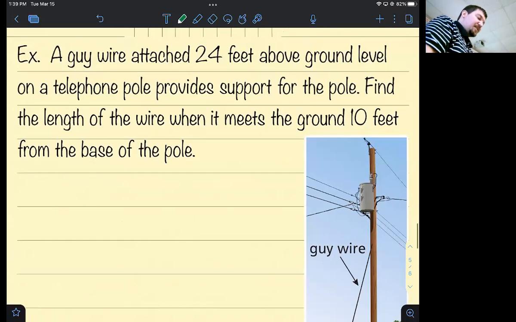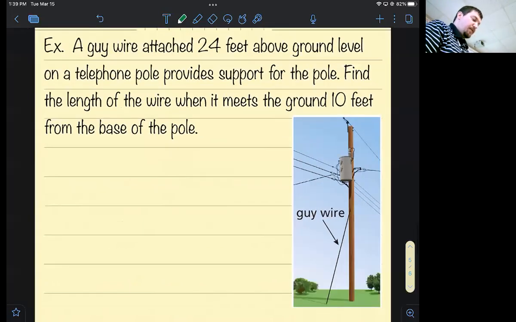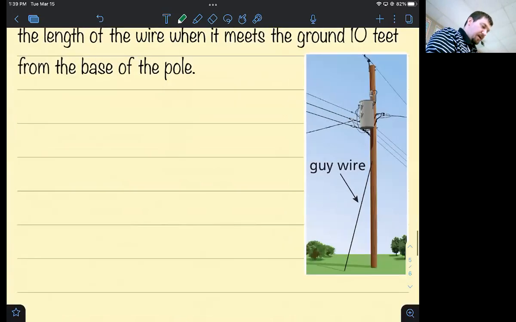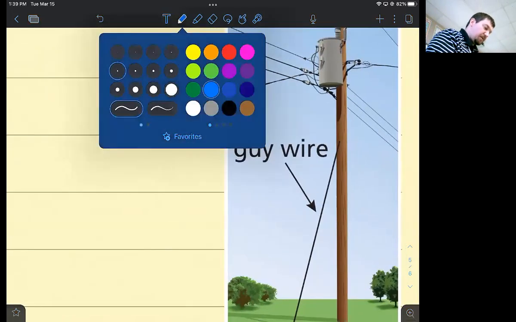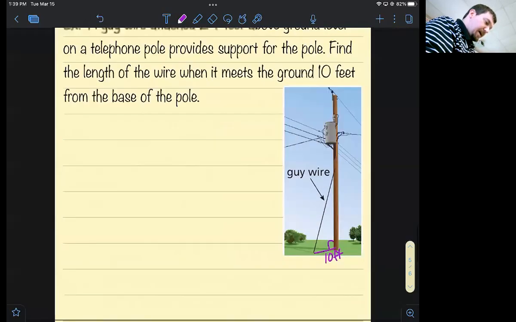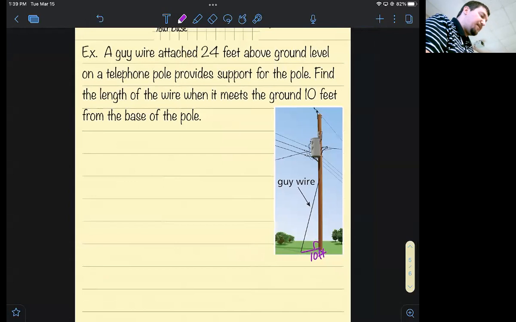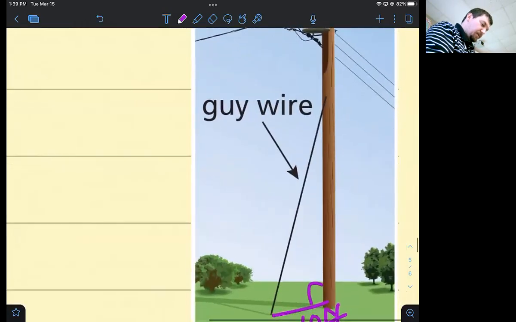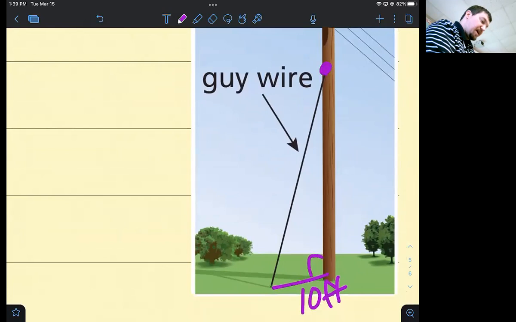A guy wire is attached 24 feet above ground level on a telephone pole that provides support for the pole. I read that wrong. Find the length of the wire when it meets the ground 10 feet from the base of the pole. Okay, so the guy wire meets the ground 10 feet away from the base of the pole. So there's my right angle, and that's 10 feet. It says it's attached 24 feet above ground level. So from where it's attached right there to the ground, it's 24 feet.